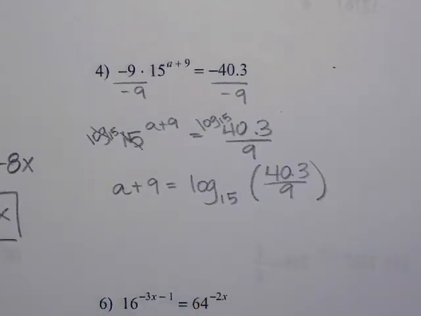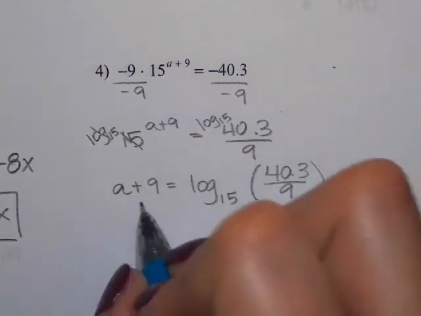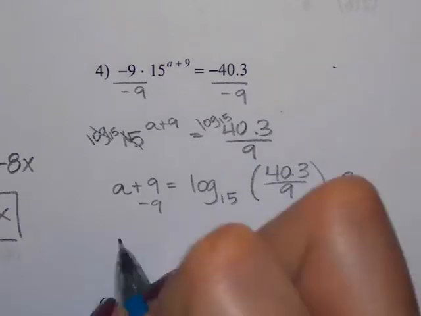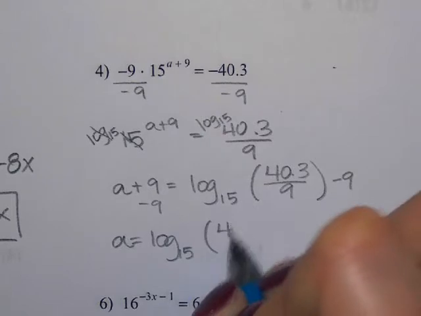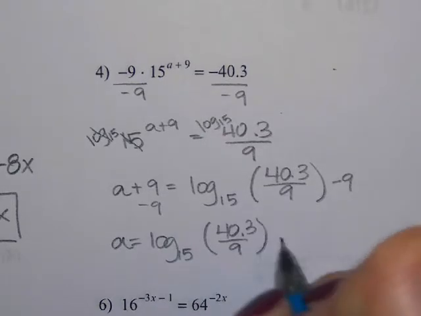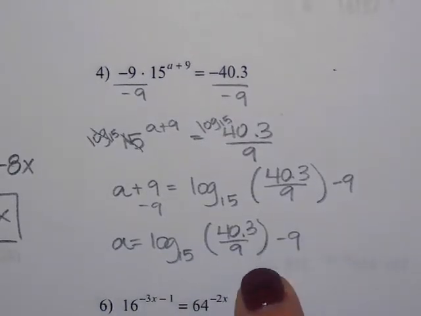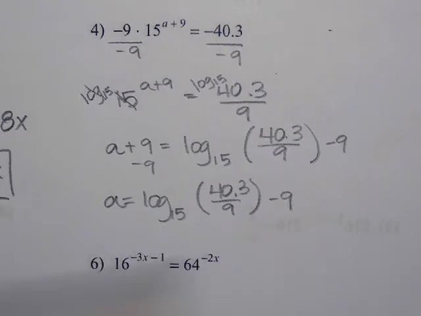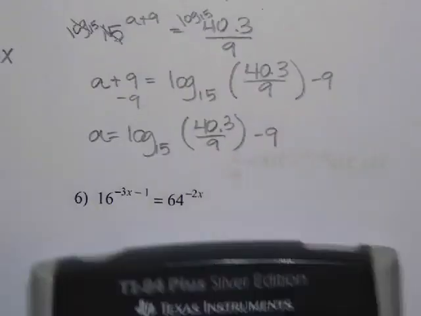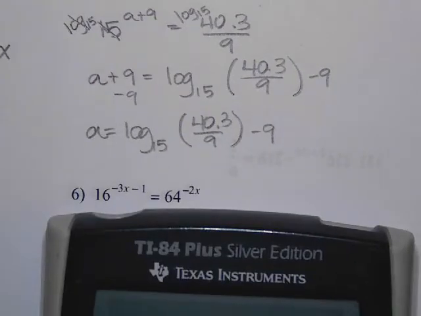Okay. And then what do I do? Subtract the 9. So log base 15, 40.3 over 9, minus 9. So this is your exact answer. You didn't plug it in the calculator. You didn't have to round. This is a perfect answer. But we should always practice plugging it in the calculator to make sure we know how to do that. All right, so how do I plug this in?